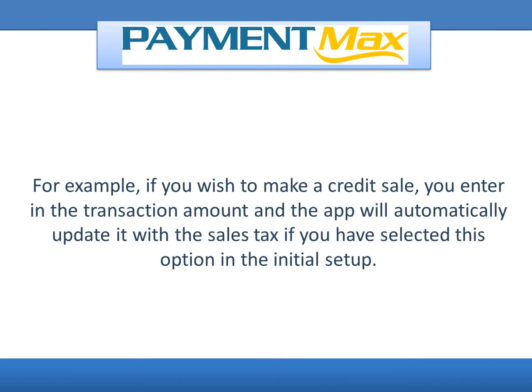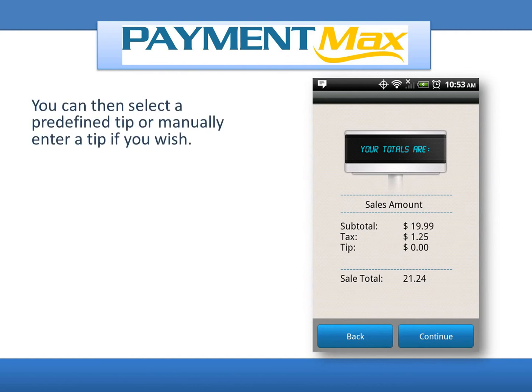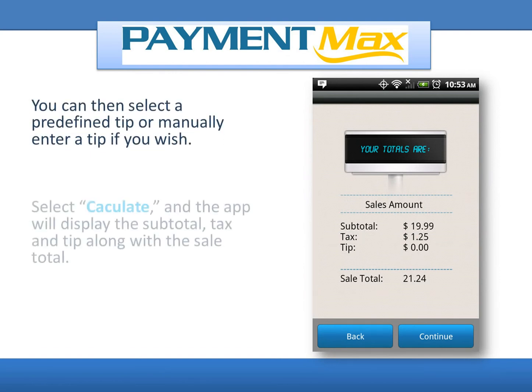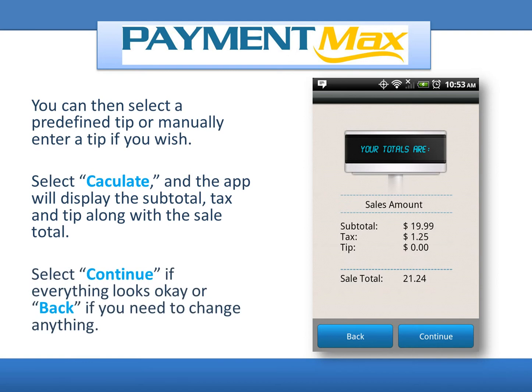For example, if you wish to make a credit sale, you enter in the transaction amount, and the app will automatically update it with the sales tax if you have selected this option in the initial setup. You can then select a predefined tip or manually enter a tip if you wish. Select Calculate, and the app will display the subtotal, tax, and tip along with the sales total. Select Continue if everything looks okay, or Back if you need to change anything.